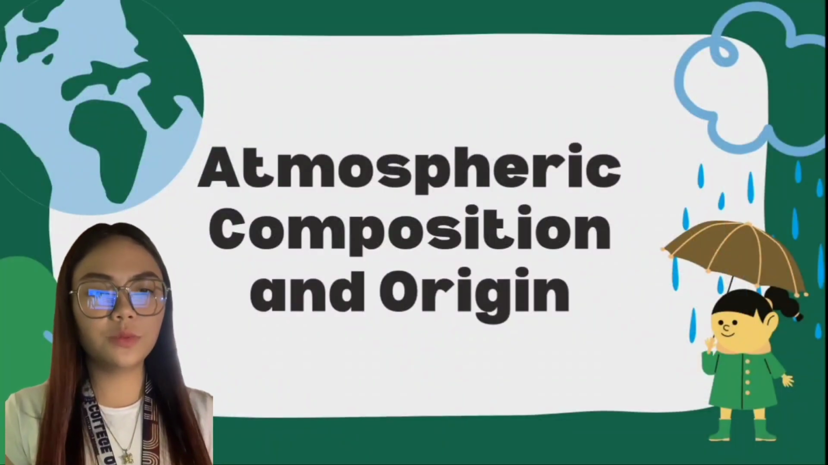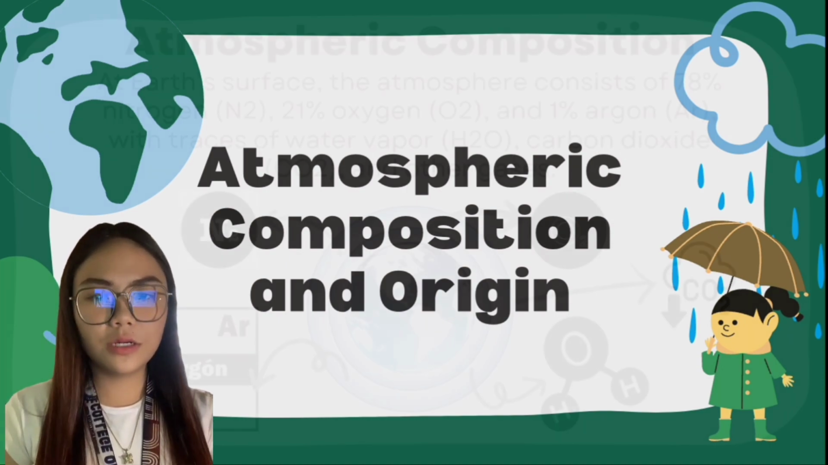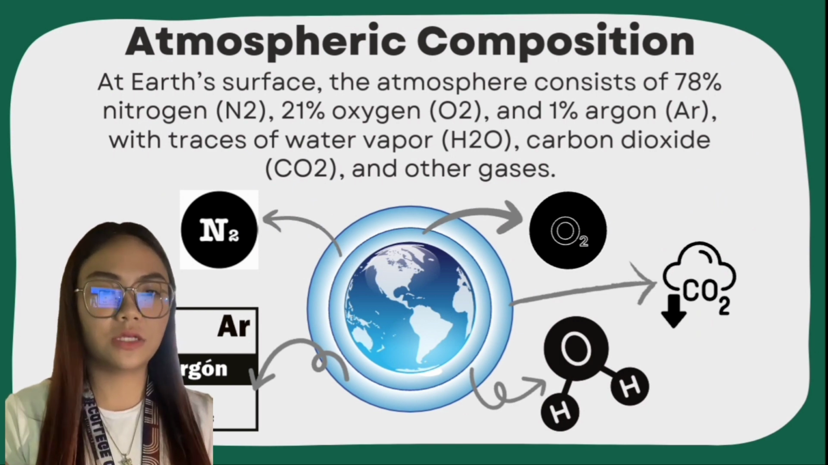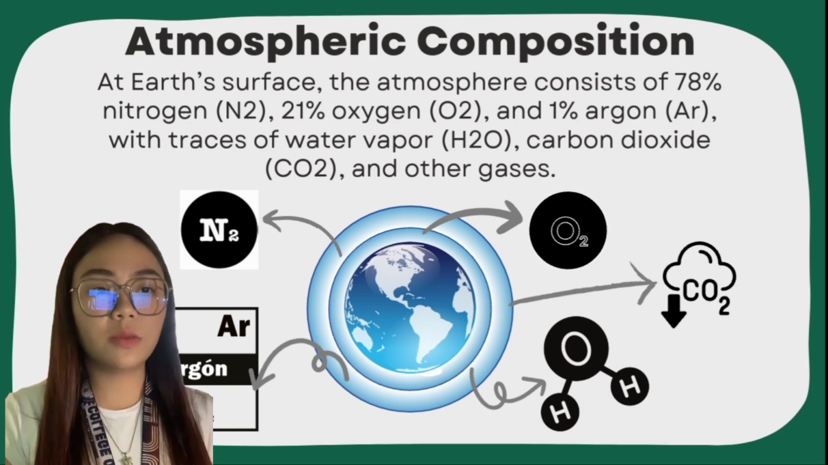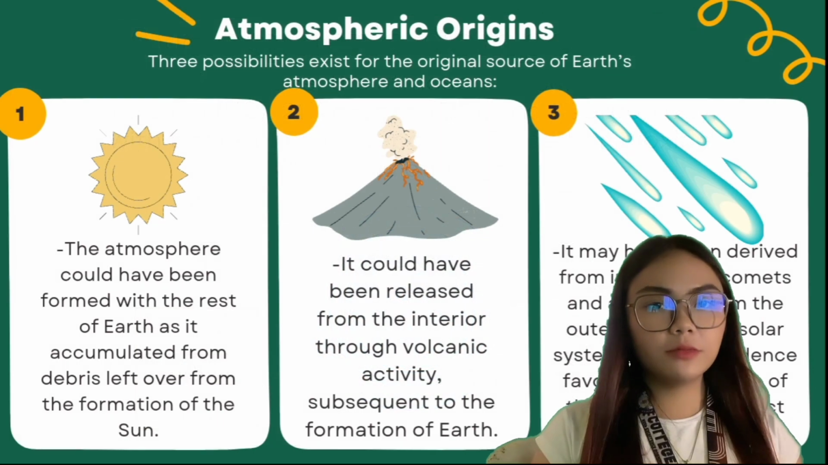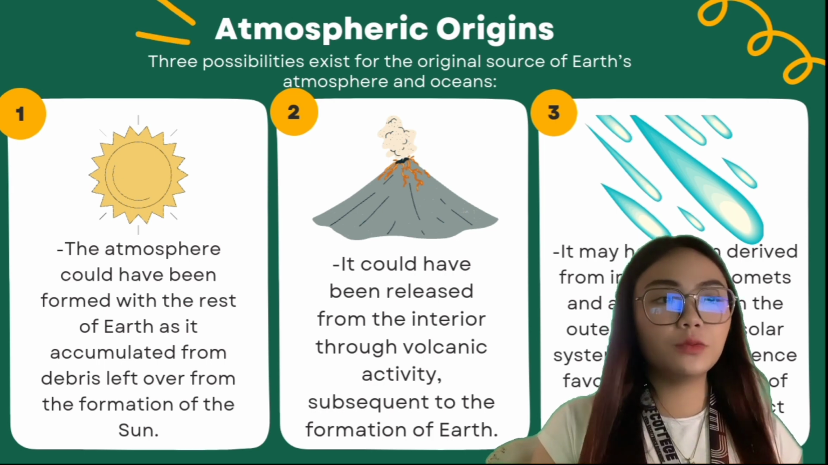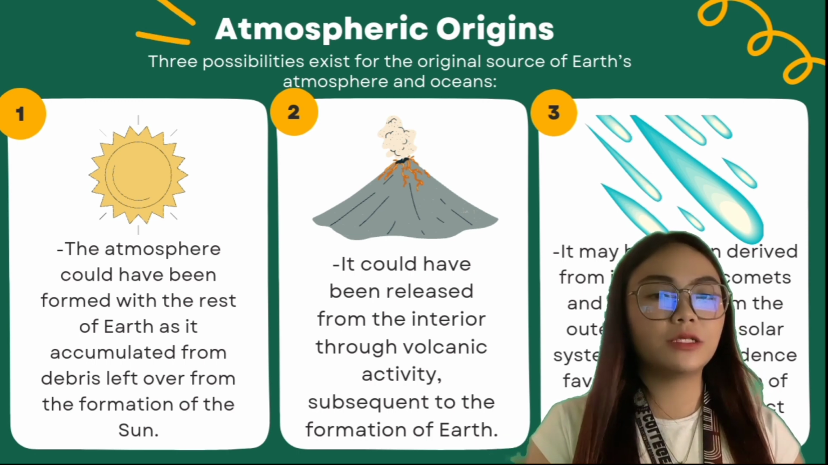So let's move on with the next topic, which is the atmospheric composition and origin. The Earth's atmosphere consists of 78% nitrogen, 21% oxygen, and 1% argon, with traces of water vapor, carbon dioxide, and other gases. So we have atmospheric origins, and three possibilities exist for the original source of Earth's atmosphere and oceans. The first is that the atmosphere could have been formed with the rest of Earth as it accumulated from debris left over from the formation of the sun.